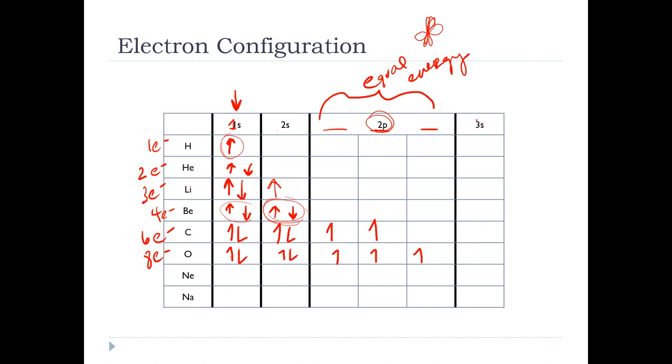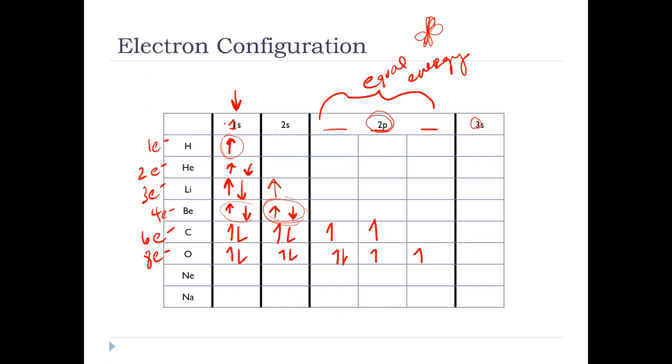No, because the 3 energy level is bigger than the 2 energy level. I haven't actually filled the second energy level yet. I have 1 electron in each of these, but there is space for 2. I'm going to go ahead and put electron number 8 right there. So this is the electron configuration of oxygen.